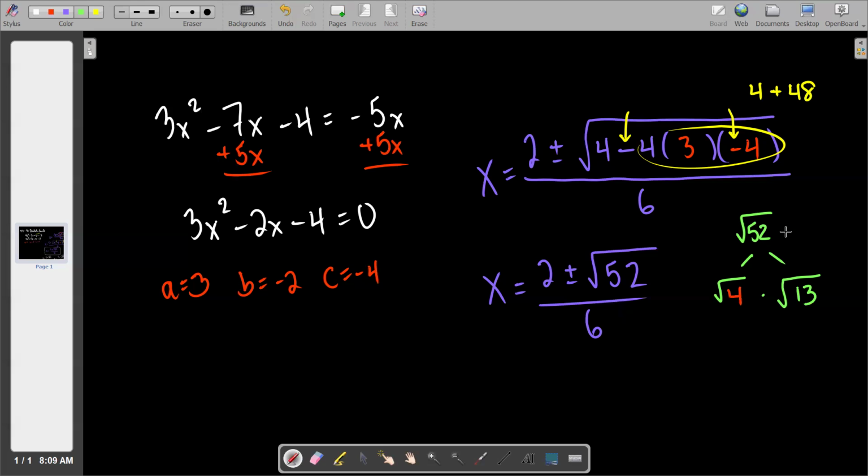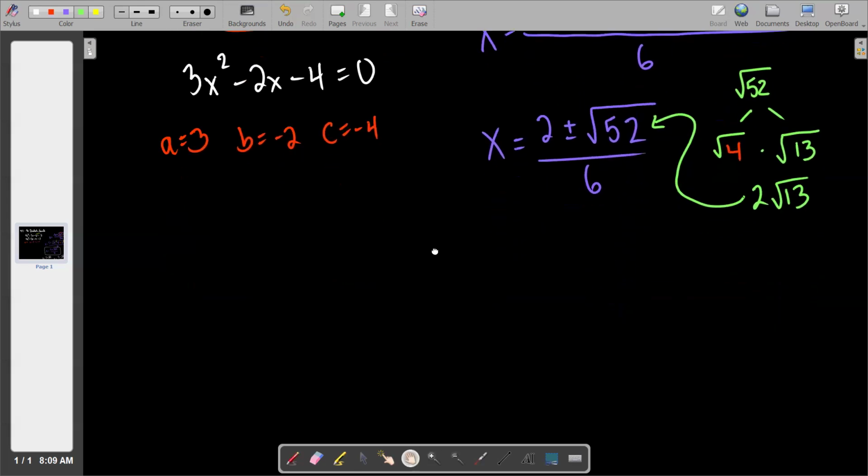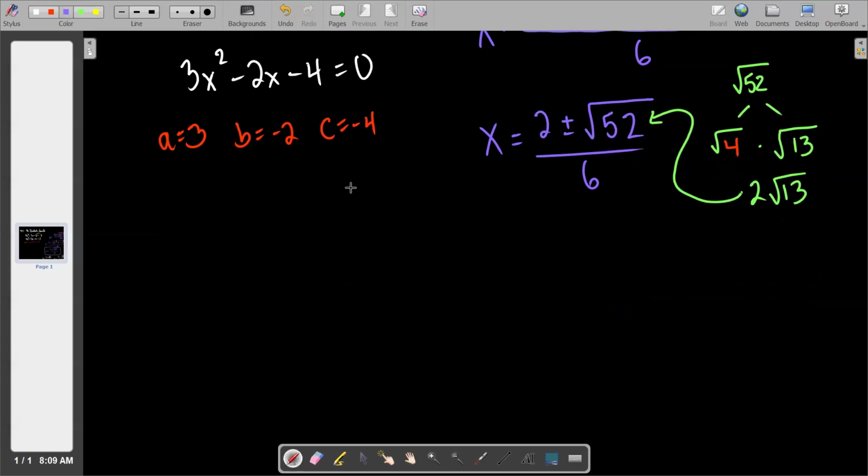So the actual value of the square root of 52 is 2 roots of 13. So what we're going to do is take the 2 roots of 13 and put it there in place of the root of 52, rendering our answer in need of more work. So we're going to have 2 plus or minus 2 roots of 13 all over 6.